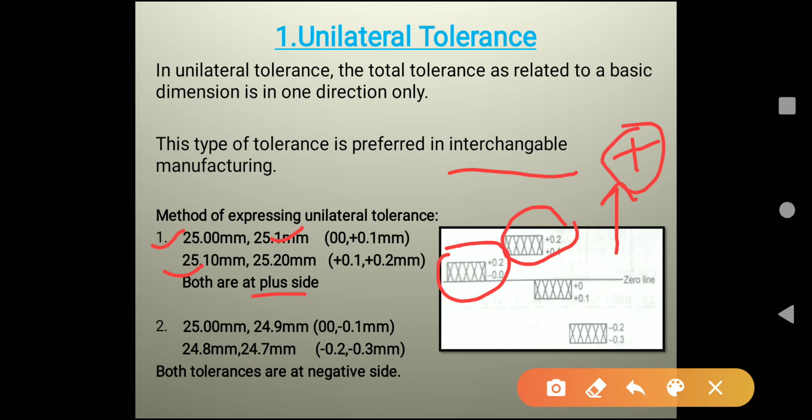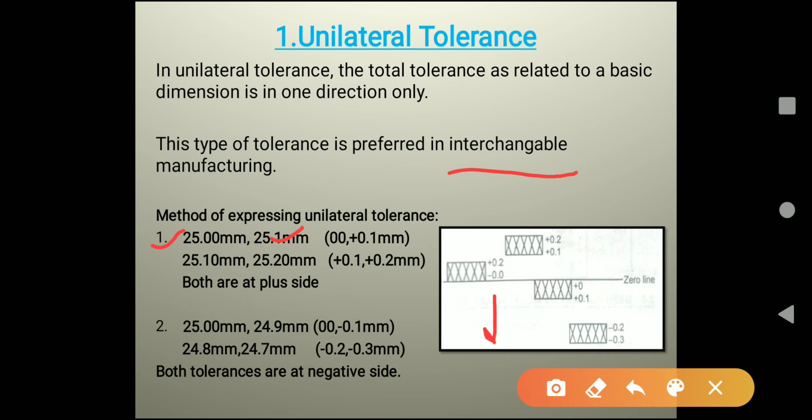Similarly, you can give the unilateral tolerance on the minus side, or you can see it below the zero line. The second example shows how exactly unilateral tolerance is expressed in the minus or negative direction, or negative side.